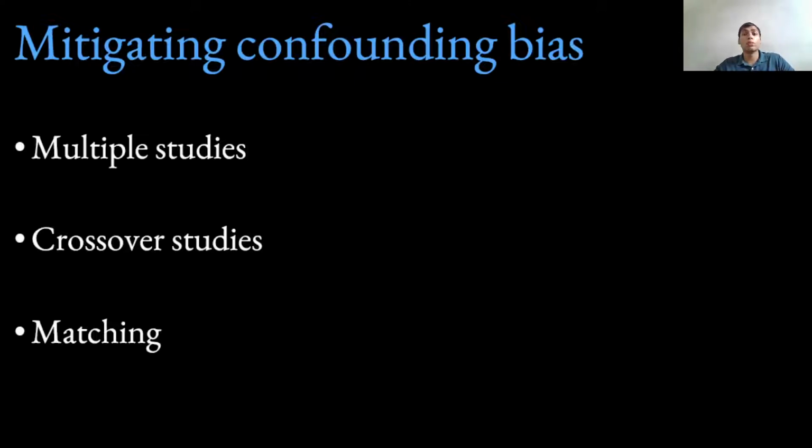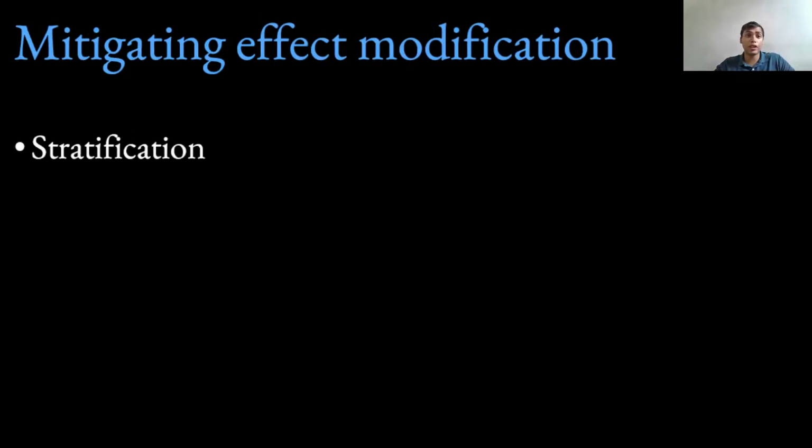We can also perform crossover studies where subjects act as their own controls with a brief washout period in between. We can also match patients where patients with similar characteristics in both treatment and control groups have been allotted. We can mitigate effect modification by stratifying the population by the effect modifier.